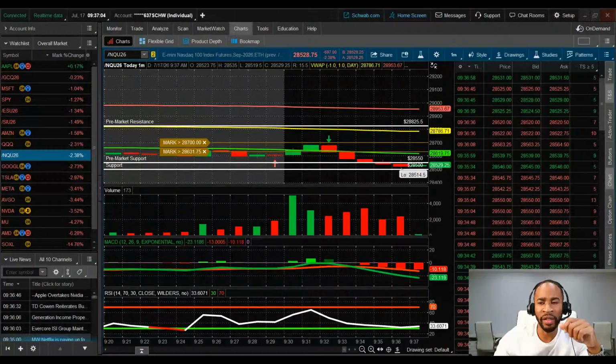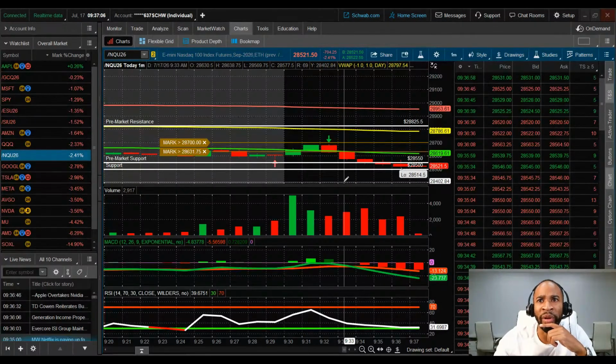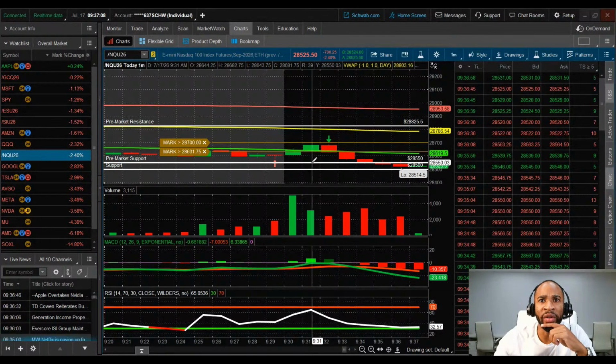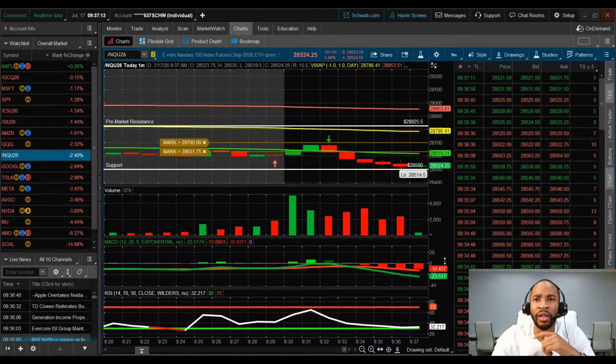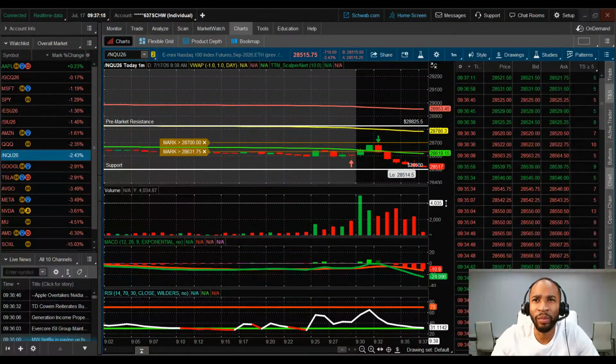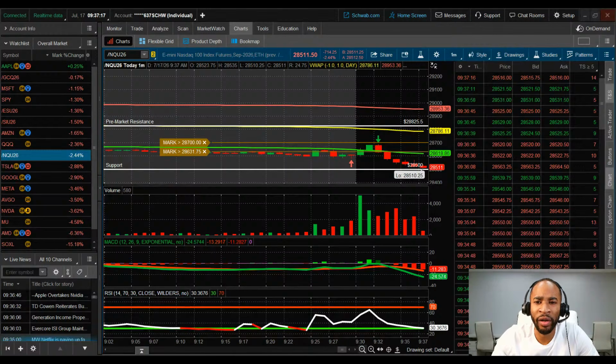Let's go back to the big screen really quick to see if we're going to possibly bounce in this area. And let me remove this zone right here because we already broke below that zone. I want to see if we're going to get any strong bullish candles on our chart.